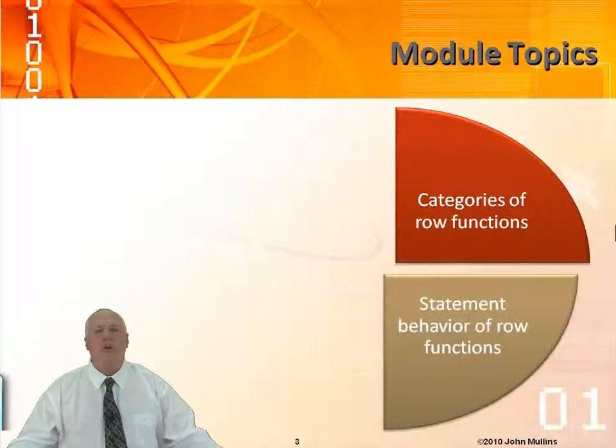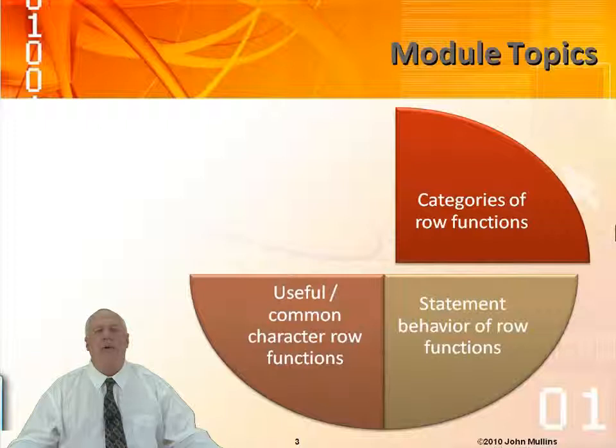Okay, how does a row function behave? How many times does it run? And how can we influence that? We'll see that in this chapter. And then what are some of the more common character row functions available to us?